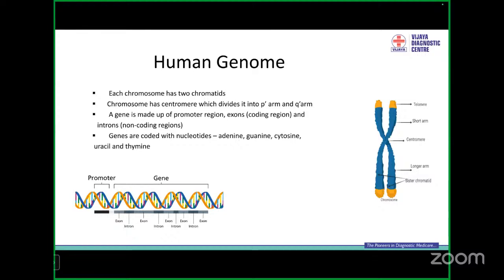Promoter region, exons, and introns are present on these chromosomes tightly coiled as DNA. So a gene contains a promoter region, introns, and exons. This is just an introduction about the genes. I'm not getting into the gene aspect of it.